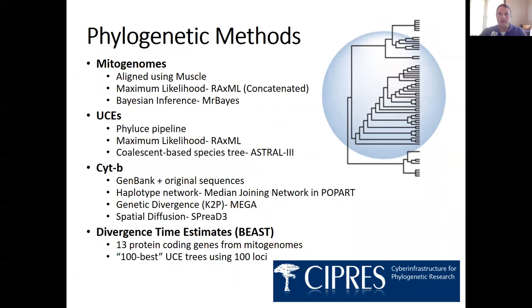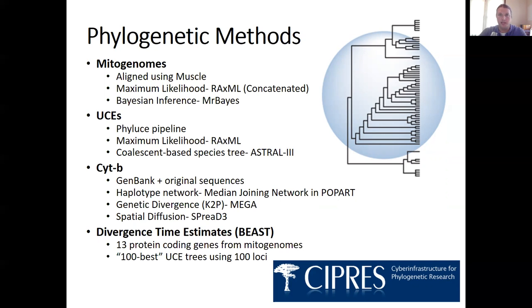So phylogenetic methods, we used a kind of standard suite of methods. I'm not going to spend a lot of time on this. I'm happy to answer questions about them or share the paper to talk a little bit more in detail. But just needless to say, we did maximum likelihood and Bayesian analysis for the mitogenomes. We did both maximum likelihood and a species-based tree in ASTRAL for the ultra-conserved elements.